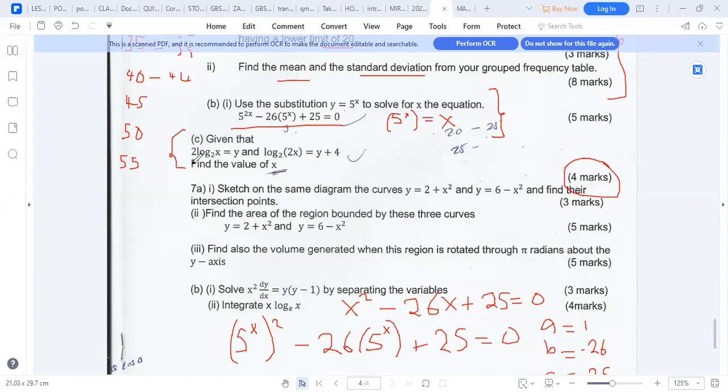So let's evaluate first. Log x base 2 is equal to y. So we have 2 functions there. I think this is my last question before we go to hypothesis testing. So here we have log x base 2 is equal to y. Then the other equation we're given is what? Log 2x base 2 is equal to y plus 4.